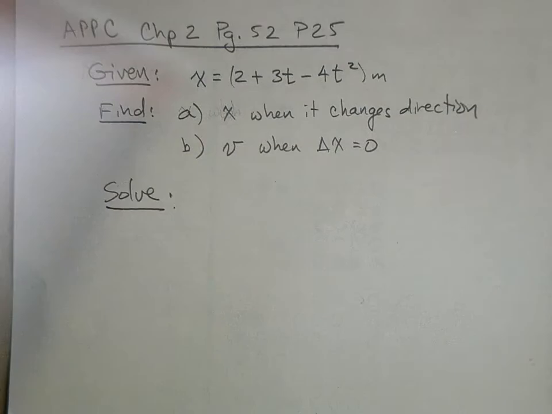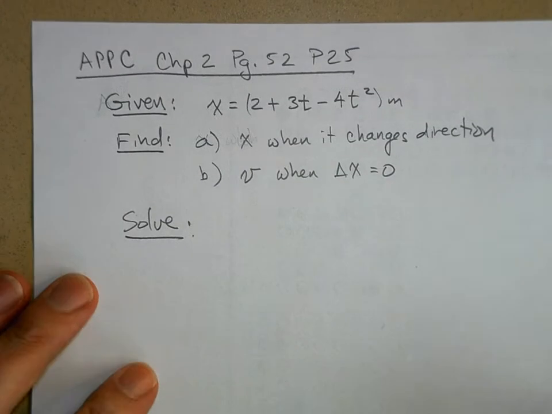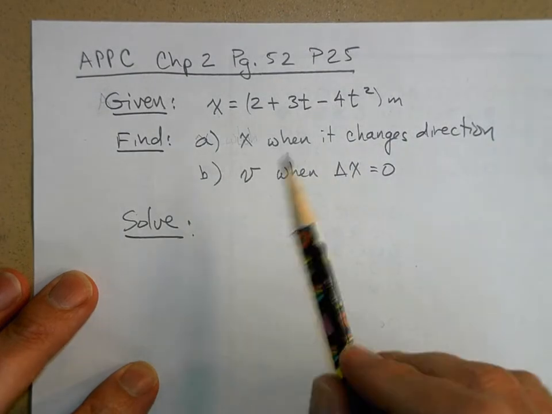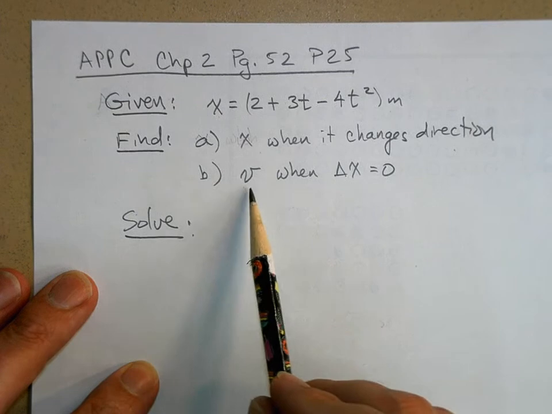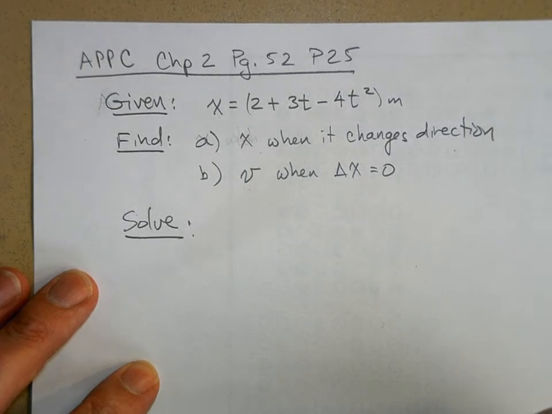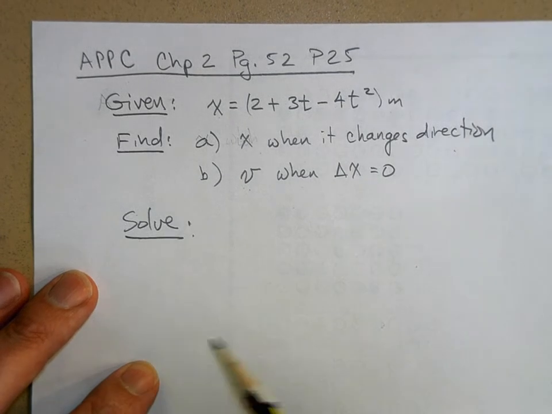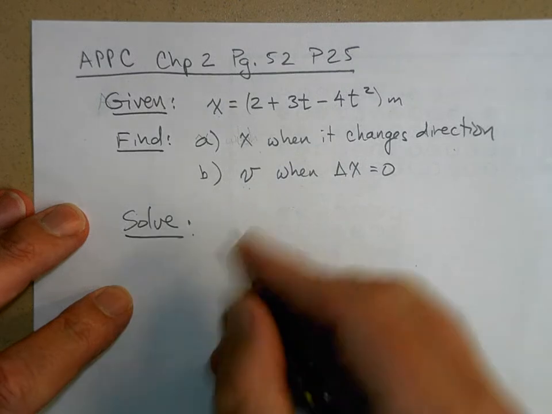So I've kind of set up the problem already here. We're given this position function with time, and we want to know what is the position when it changes direction, and what is its speed when delta x equals 0, but it's on its way back. Okay, so let's solve it. Let's do A.